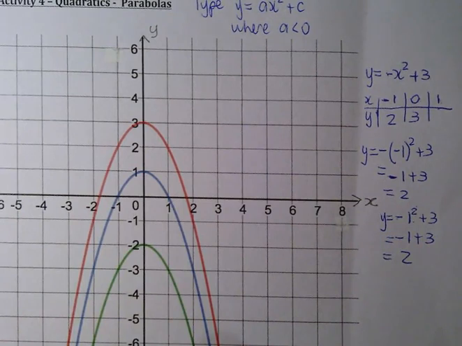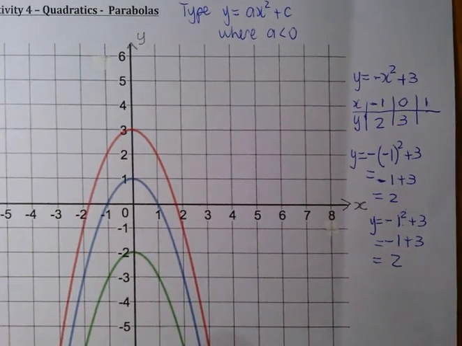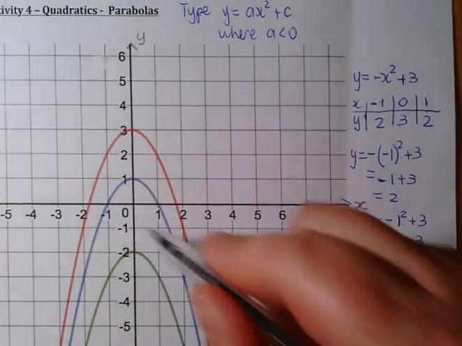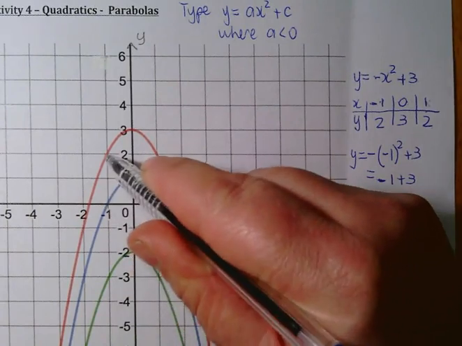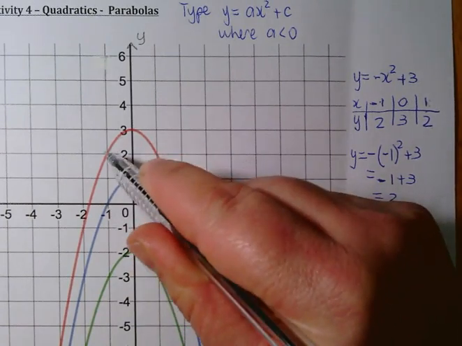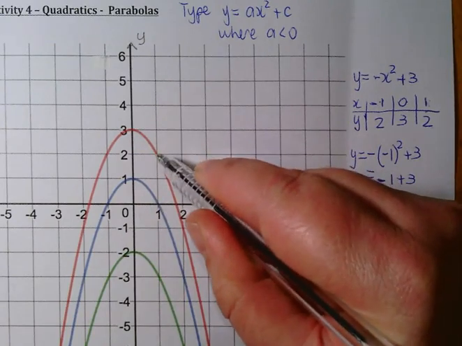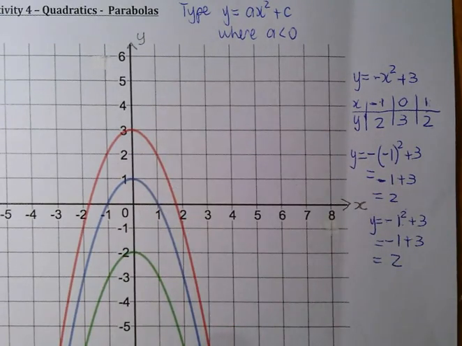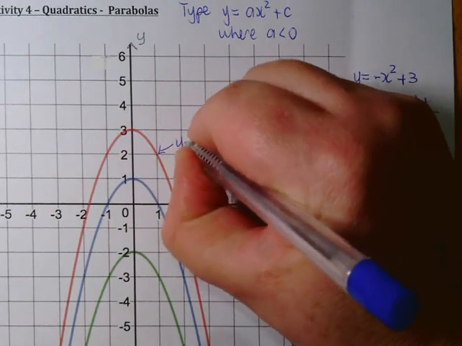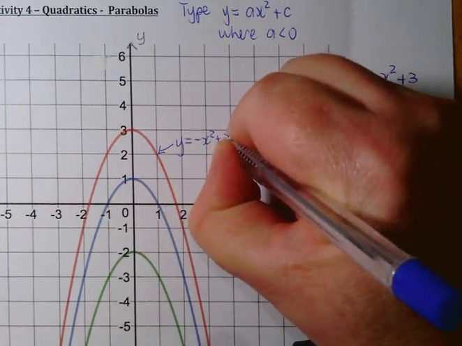Remembering that these curves are symmetrical, whatever value you get for -1, you'll get the same value for +1. So just seeing that this is this curve, when x is -1, y is 2. When x is 0, y is 3, and when x is 1, y is 2. So therefore the red curve is y equals -x squared plus 3.